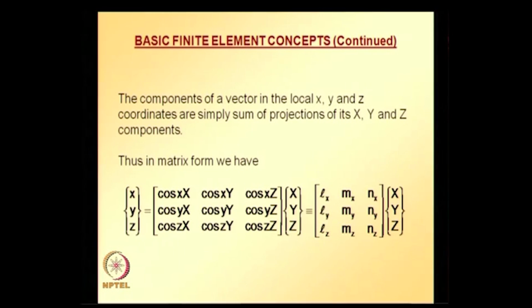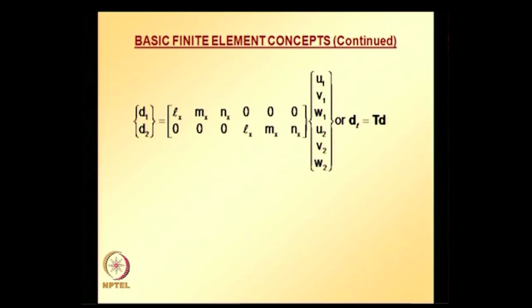And similar to the 2D plane truss element, the displacement in the x direction transforms in the same manner as the spatial coordinate in the x direction. So, d1 is given by Lx times u1 plus mx times v1 plus nx times w1. Similarly, d2 is given by Lx times u2 plus mx times v2 plus nx times w2.